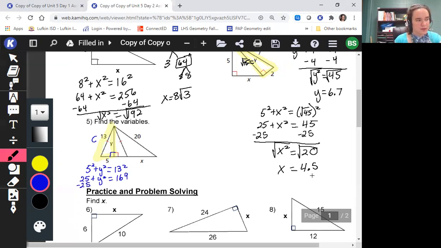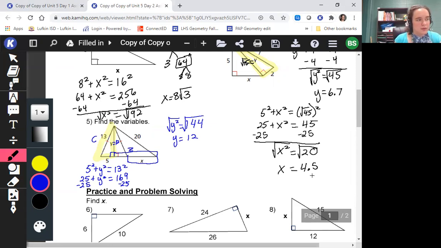Subtract 25 from both sides. And we get y squared equaling 144. And then we're going to take the square root of that. And y equals 12. Now, x is only from here to here. It is not in a right triangle. So I'm going to find this length first. And I'm going to label it z.